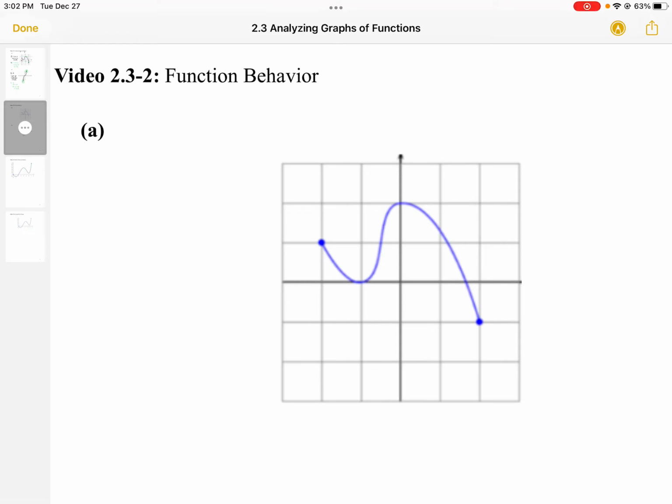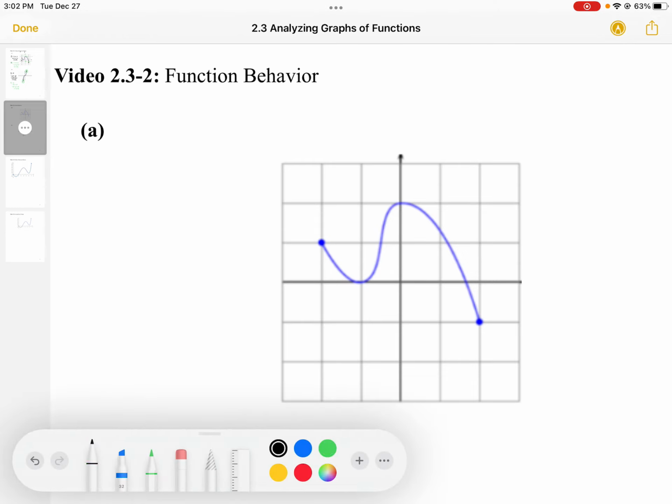In this video, we're going to be identifying intervals where the graph is either increasing, decreasing, or constant. So in this first example, we have a graph, and we can see the graph is going down, it's going up, it's going back down again.